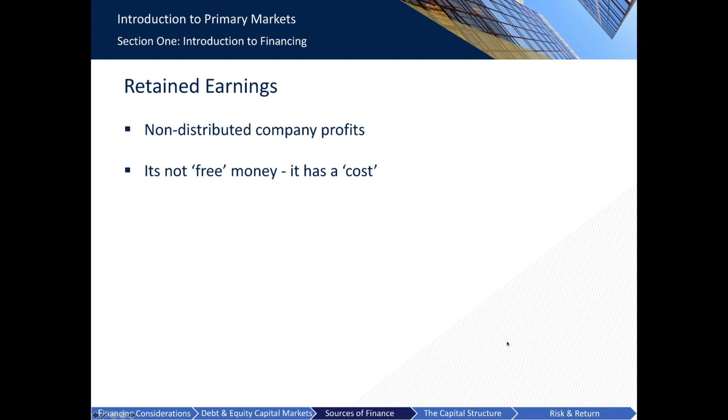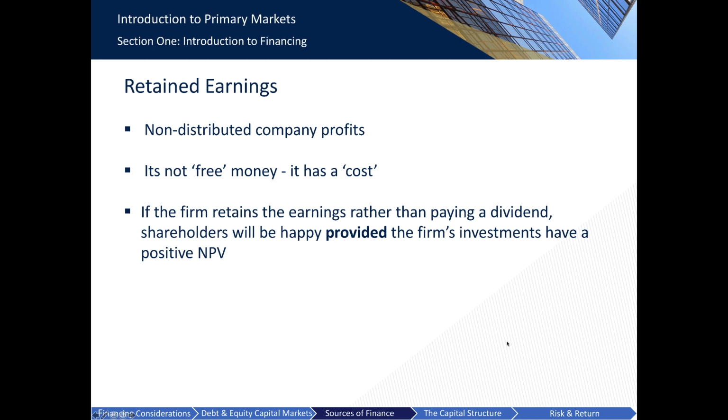As discussed in the previous slide, retained earnings represent the amount of net income left over in the business after a company has paid out dividends to shareholders. In other words, retained earnings are the company's non-distributed profits. However, it is not free money, it has a cost. If the company retains earnings instead of paying a dividend, shareholders will be happy provided the firm's investments have a positive net present value. If not, they may be inclined to sell their shares and look for a better investment. Every positive NPV outlay increases shareholder value.